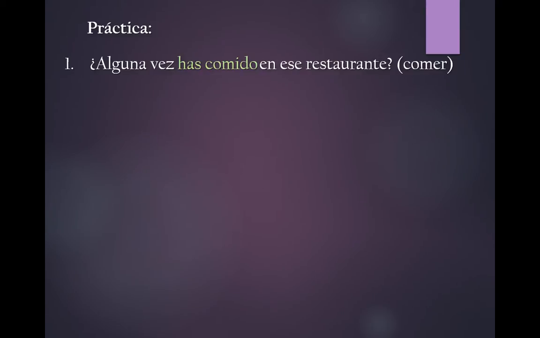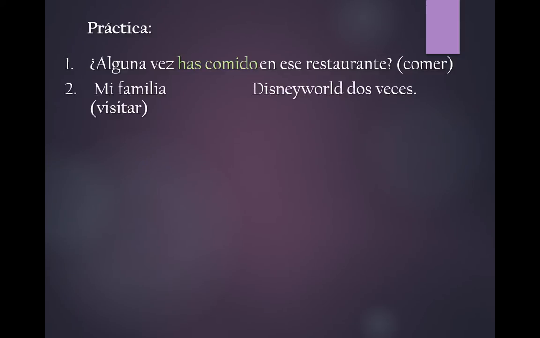Muy bien, vamos a mirar número 2. Mi familia blank Disney World 2 veces. And we have the verb visitar. So what we want to say here is my family has visited Disney World twice. So first we have to think of what form of haber would be used with mi familia. Well, mi familia, my family, that's the same as saying it or he or she. Family is not they, family is one unit. So we want to use the singular form.